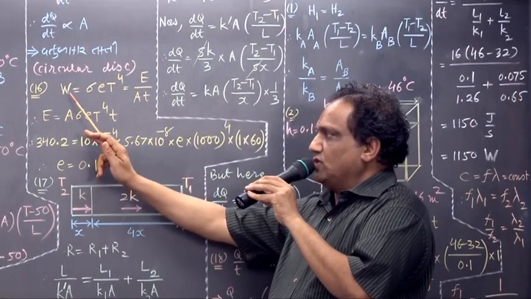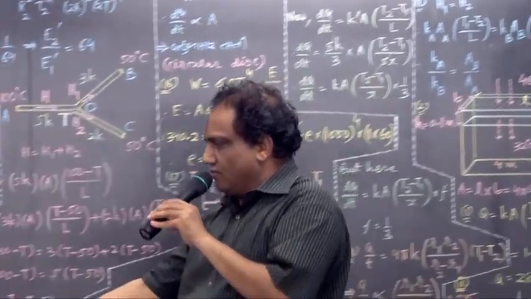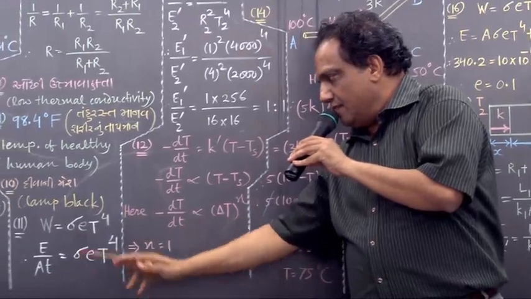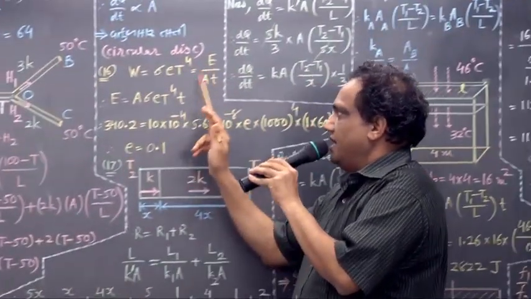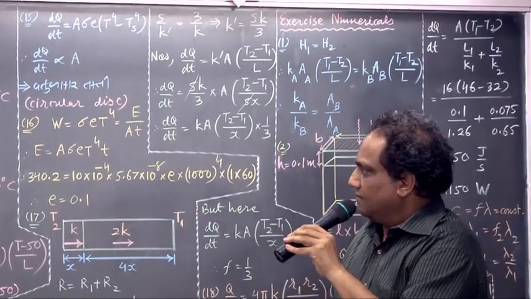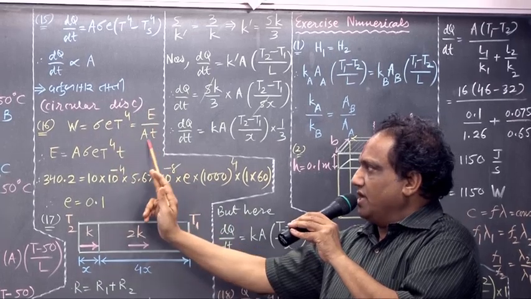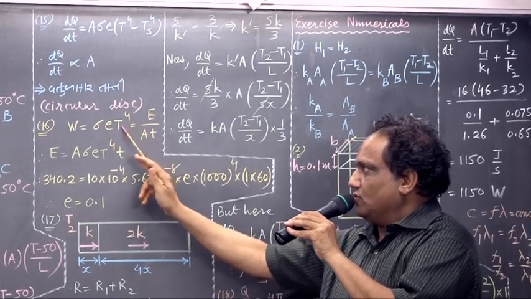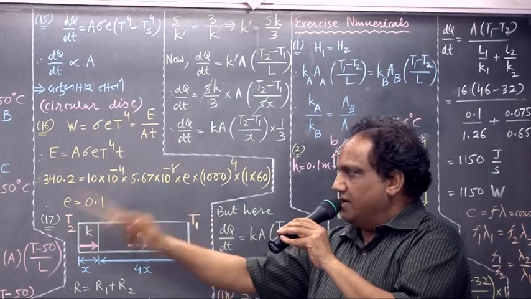According to Stefan Boltzmann's law, once again, W is equal to sigma E T raised to 4. But W is also E upon A into t. Now, I want capital E, so transfer this. So E equals A sigma e T raised to 4 into small t. This is the amount of radiant energy emitted.